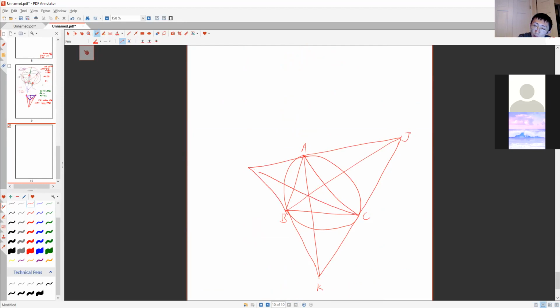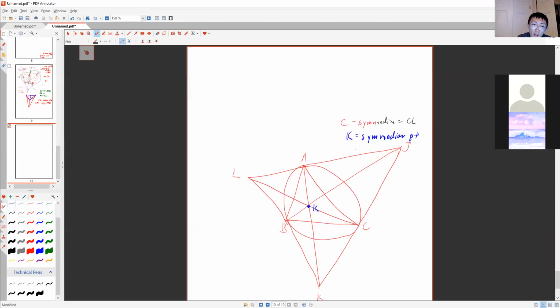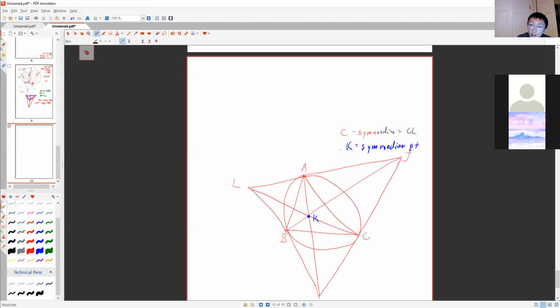So this line CL is the C symmedian. And the three symmedians here meet at the symmedian point of ABC. That's the symmedian point. Maybe the letter is K or something. So I think that's the special point in our diagram, actually. The C symmedian CL. So ABC is the incenter.